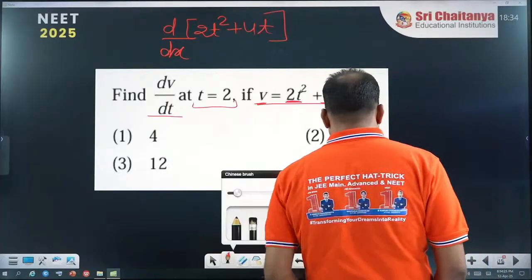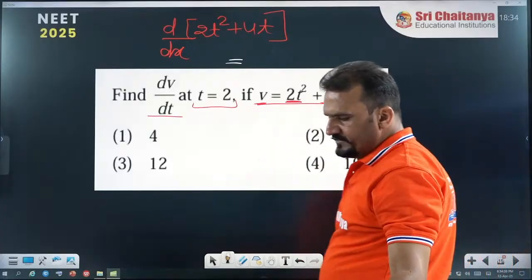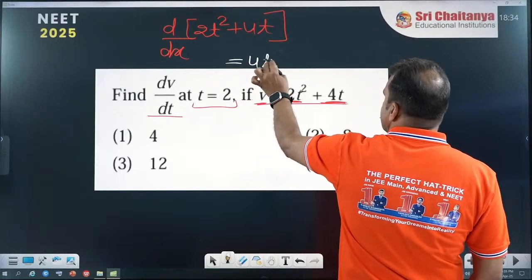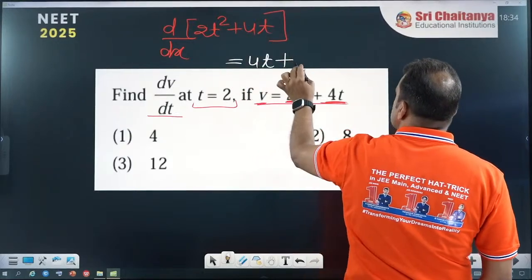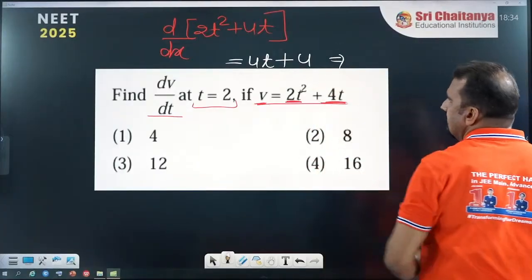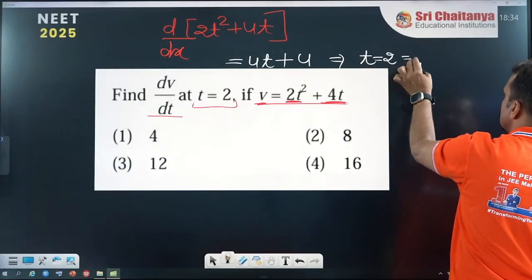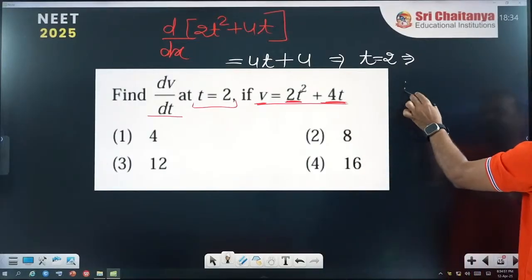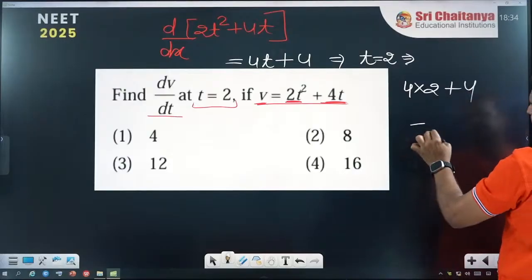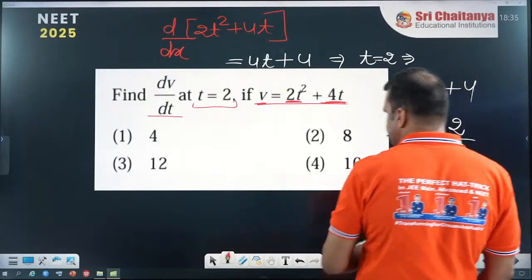Let us check. This is going to be: 2 is the constant, differentiation of t square is 2t, so this is equal to 4t. I think this is clear. Plus 4 is the constant, differentiation of t is 1, so 4t plus 4. And last, what to do? Put t equal to 2. We have to get the result at t equal to 2. When t equal to 2, we get 4 into 2 plus 4. That means 8 plus 4 is going to be 12. What is the answer? 12 is the right answer in this question.